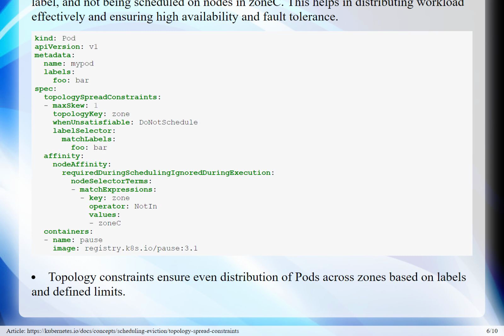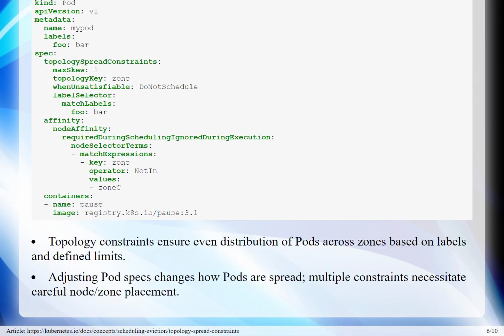Adjustments can be made to max skew or topology key for desired distributions. Tweaking pod specifications: modify max skew to allow more leniency in newly placed pod skew. Change topology key to node for even pod distribution across individual nodes, not zones. Utilize whenUnsatisfiable: ScheduleAnyway to bypass strict constraint adherence, ensuring pods are placed albeit less optimally.